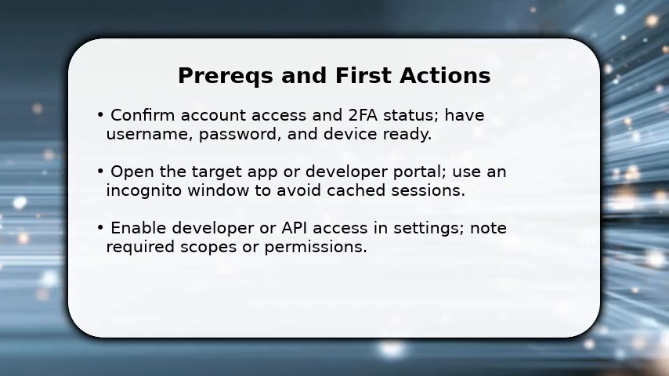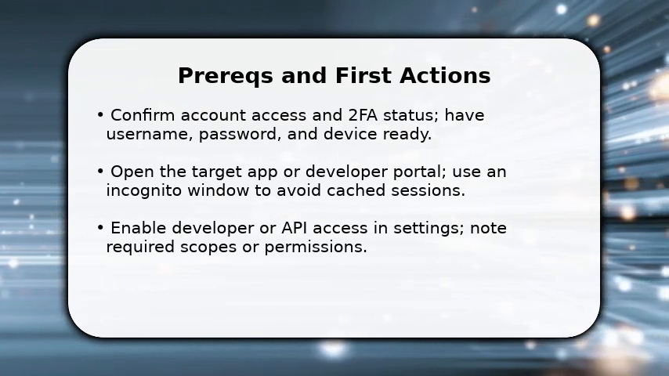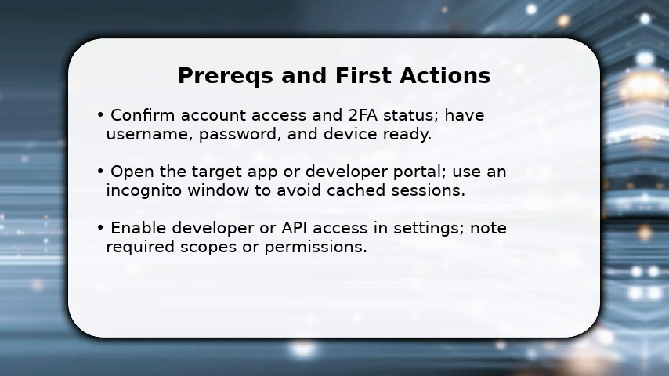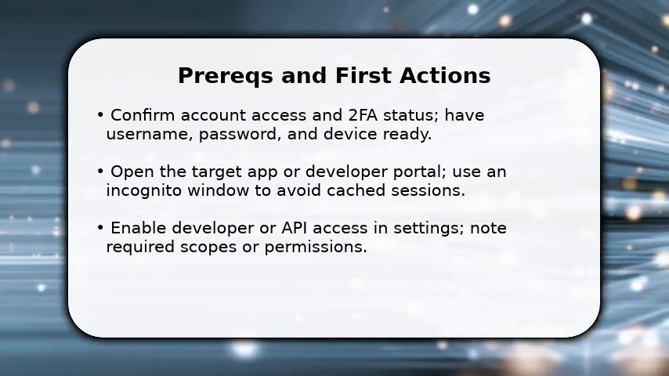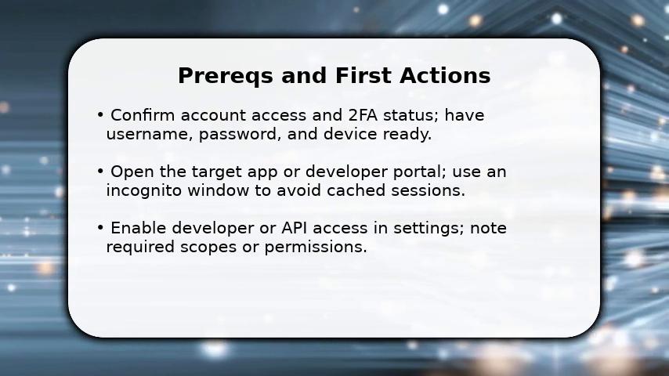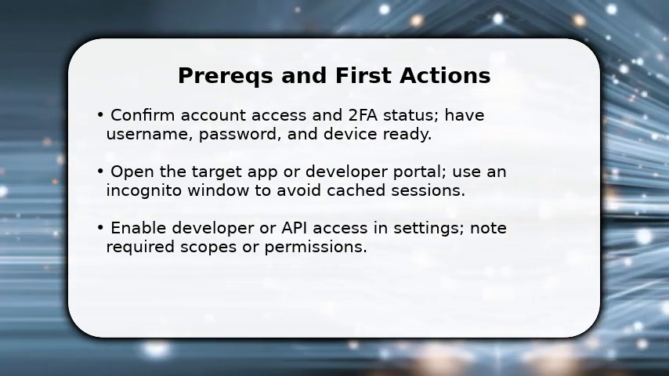You begin by confirming prerequisites so nothing blocks the flow. Make sure you have account access, 2FA ready, and the target app or portal open. Once those pieces are in place, enable developer or API access in settings and note the exact scopes required. This determines what the token can do.